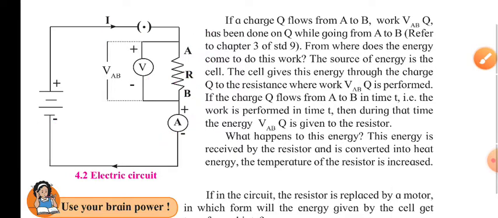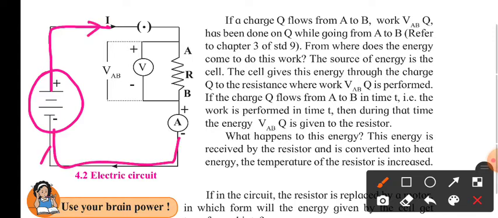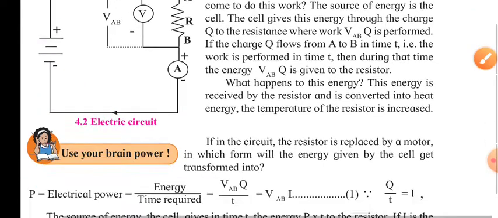In this section we will talk about how the energy is getting transferred, because this battery is nothing but the source of energy which supplies the energy, and the positive terminal of this supplies that energy to the electrical circuit, and it returns back to the battery in the form of electrical current.